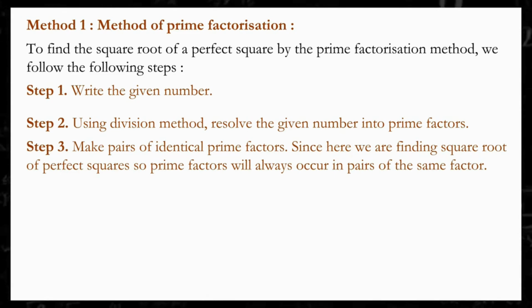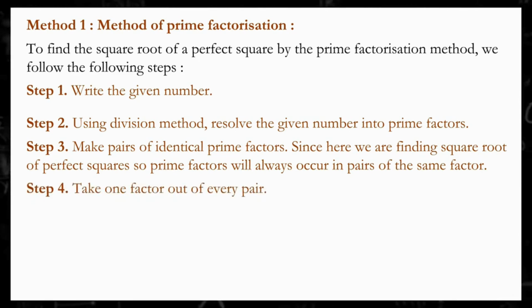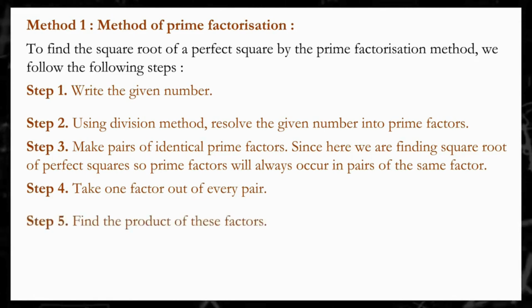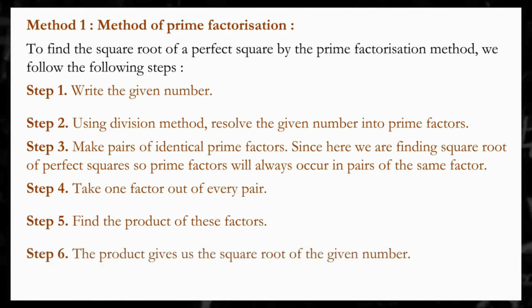Since here we are finding the square root of perfect squares, prime factors will always occur in pairs of the same factor. Step 4. Take one factor out of every pair. Step 5. Find the product of these factors. Step 6. The product gives us the square root of the given number.